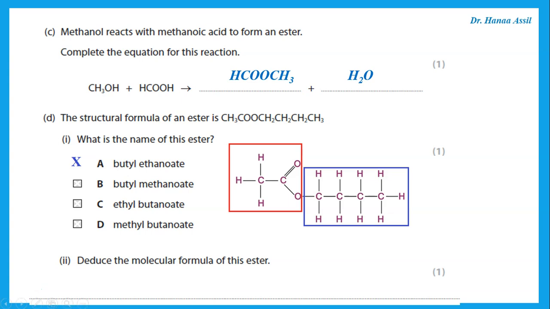Now, what is the molecular formula of this ester? You add up all the carbons, hydrogens, and oxygens. So the molecular formula is C6H12O2.